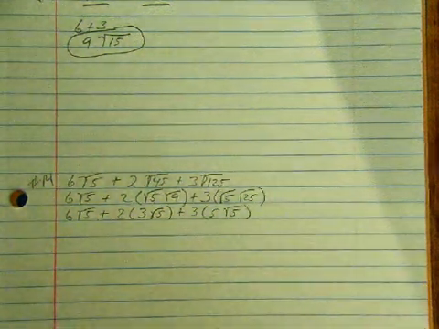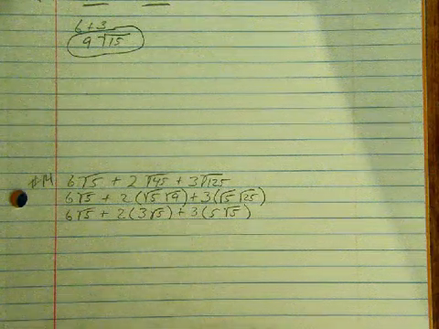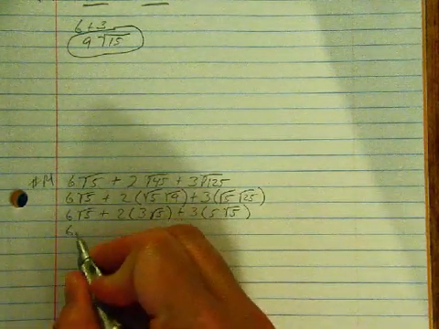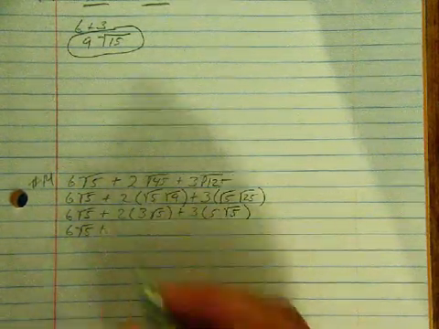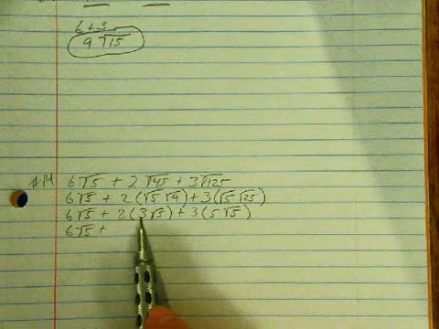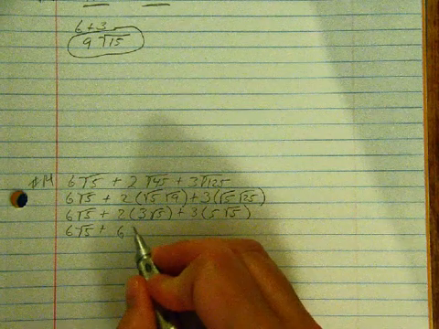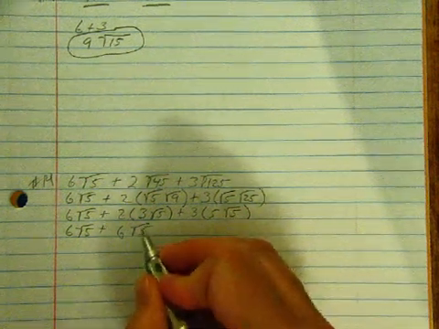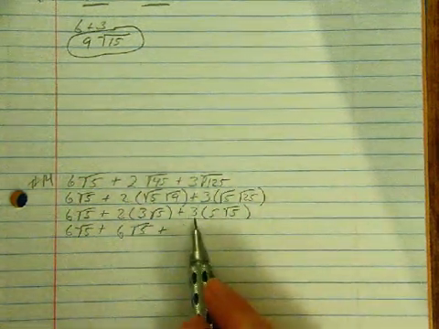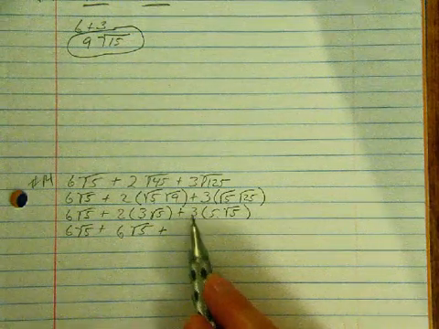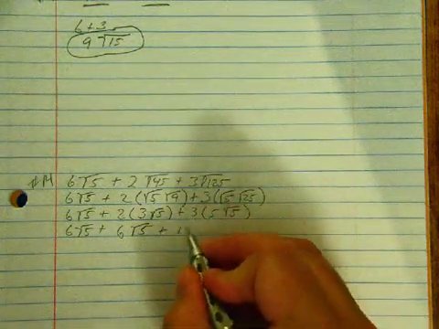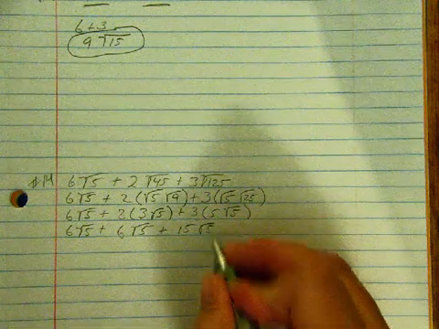Okay, we're going to continue to combine things that we can. So 6 square root of 5 plus 2 times 3, because this is multiply right here. That's 6 square root of 5 plus 3 times the 5. 3 times 5 is 15. And that's still square root of 5.